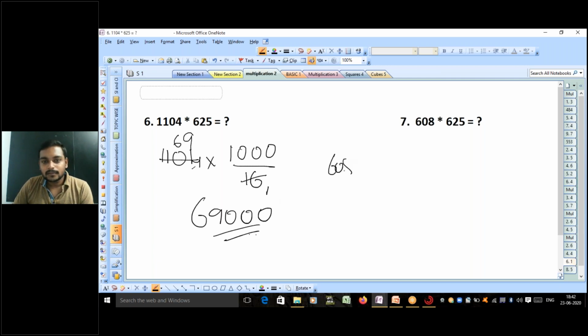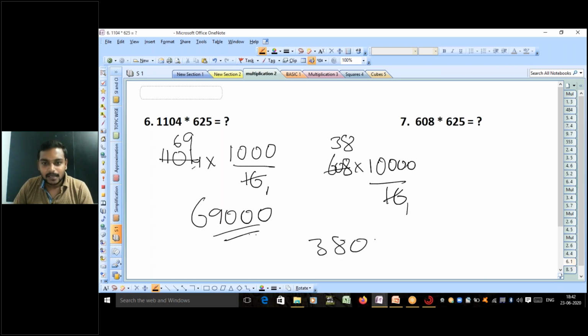Then we have a number 608 multiply with 625, which is nothing but 10,000 divided by 16. 16 one time. 16 threes are 48. Remaining is 12, it will become 128. So 16 eights are 128. So the answer is 3,80,000.